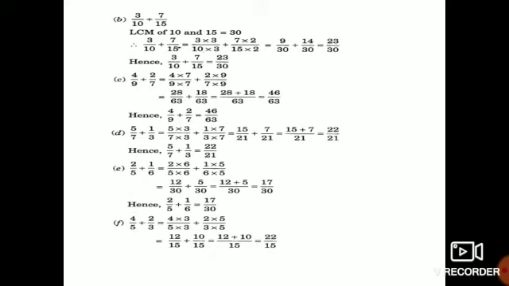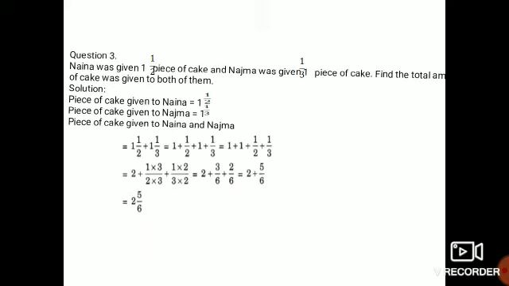So now both the denominators are 15, so I can add the numerators. It will be 12 plus 10, that is 22 by 15 is the answer. Now see students, this fraction is an improper fraction as the numerator is greater than the denominator, so you have to convert it into a mixed fraction. I hope this question is clear to you. Kindly try to do the rest of the parts yourself.